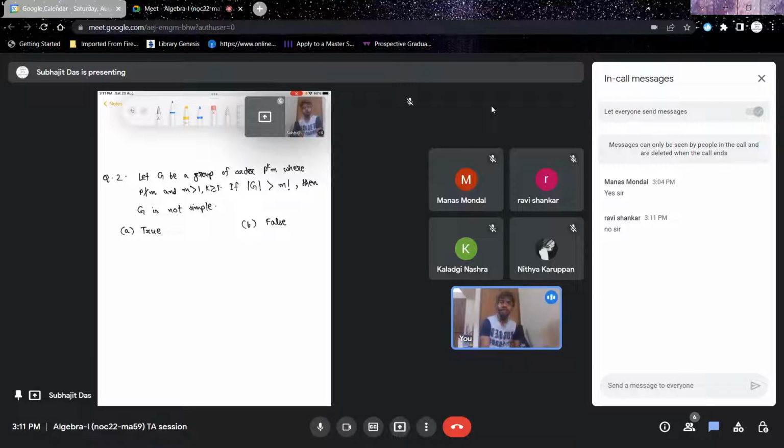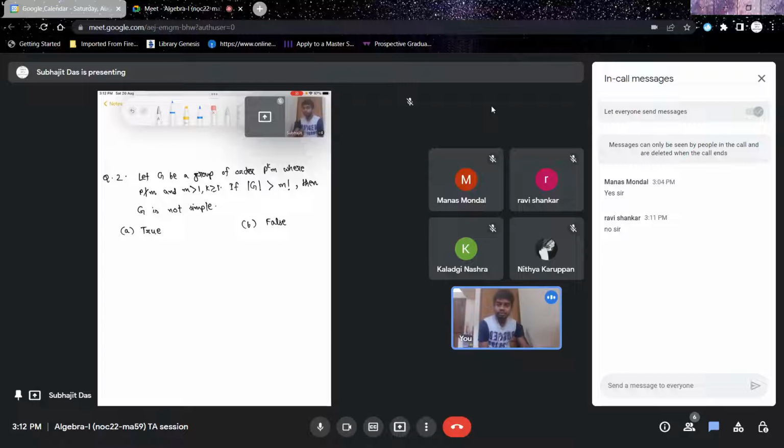Why am I calling it simple? Because you cannot take a non-trivial quotient of the group, right? If you quotient the group by its trivial subgroup, you get the group, and if you quotient it by the entire group, then you get the trivial group, right? So the group cannot have any normal subgroups other than these two, which means you cannot obtain a different quotient of the group. That is why we are calling it a simple group. Okay, so that's the definition.